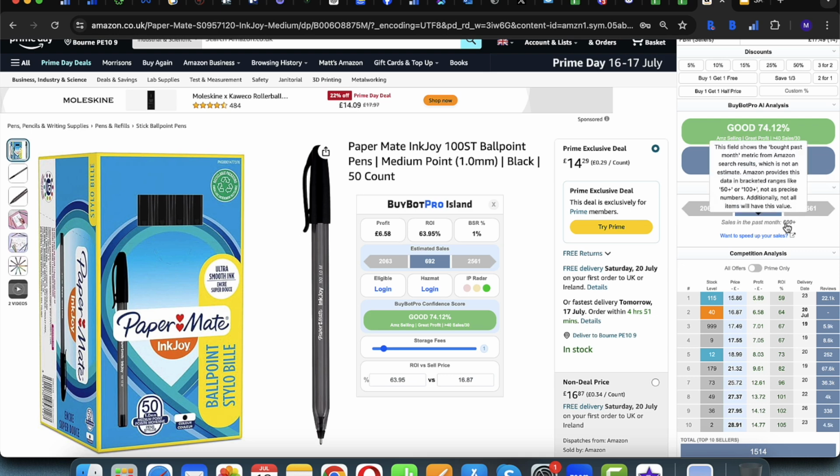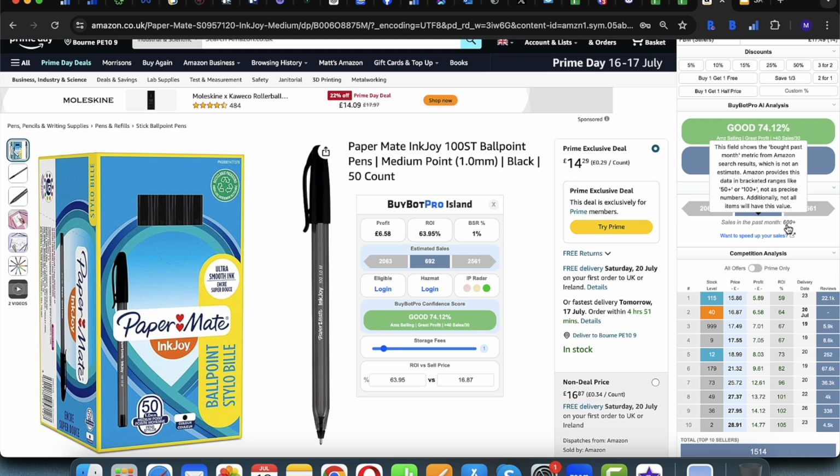You've got this thing just below it as well. So this basically shows the bought past month metric from the Amazon search results, which is not an estimate. Amazon provides that data in bracketed ranges like 50 plus or 100 plus, so not as precise as numbers. Amazon do play with their cards quite close to the chest when it comes to actual specific sales figures. So literally all any tool is able to give you is an estimate with data that it has. So obviously this is what Amazon are telling you.